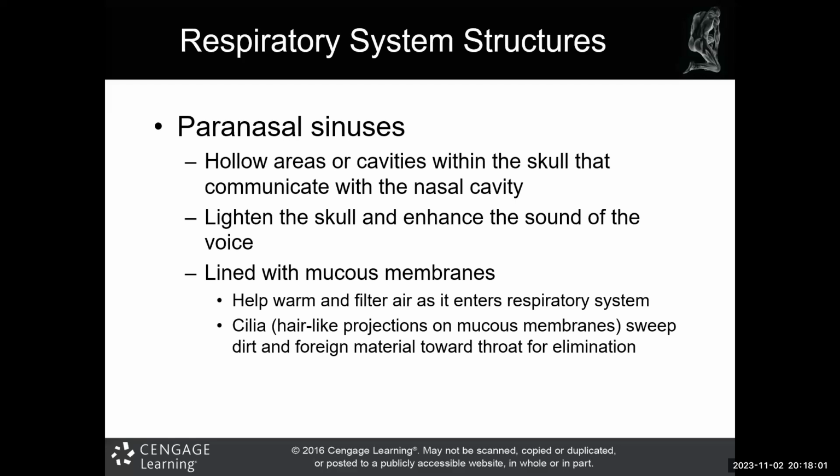So you may feel postnasal drip. You'll feel mucus dripping down your throat. And that is the cilia pushing any dust or dirt that got into your nasal cavities. It will push it through the mucus, and then for you to eliminate it, either by coughing it up or swallowing it.